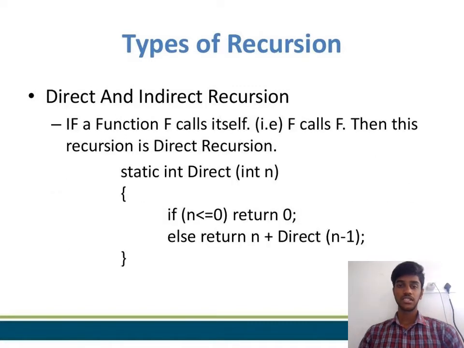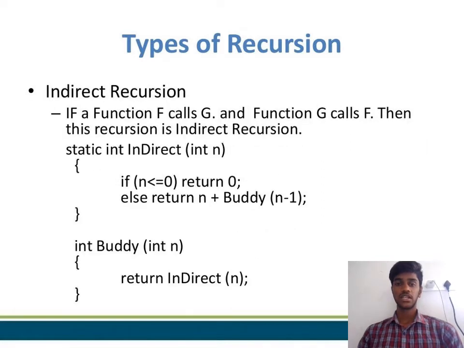The second one is direct recursion. If a function f calls itself, that is, f calls f, then this recursion is direct recursion. Example: static int direct(int n). If n is less than or equal to 0, return 0, else return n plus direct(n minus 1).